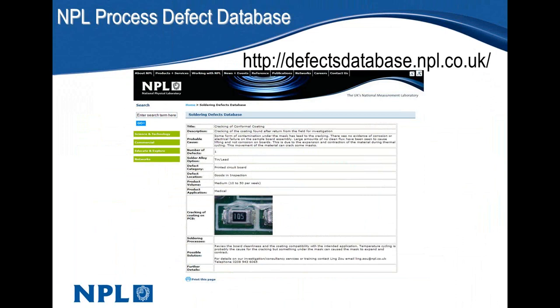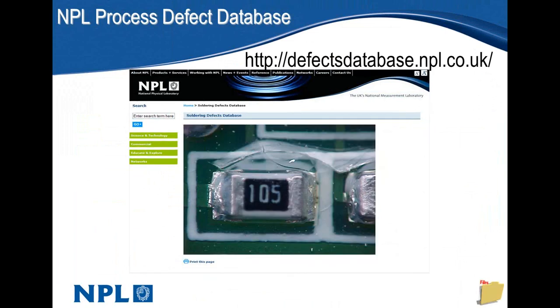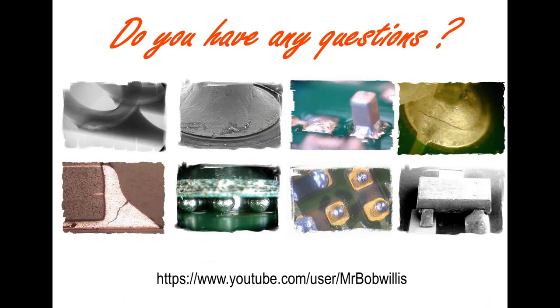We click on the button. We've got the information. We click on the picture. It can go full screen, and then you can print that out with the information and pass it on to your colleagues. Again, a useful reference. Again, it's free of charge for you to use in manufacture.